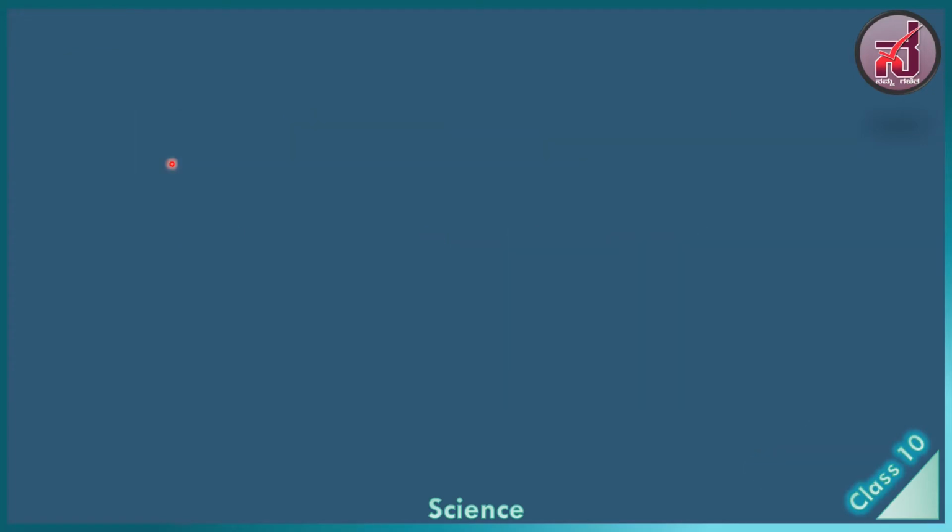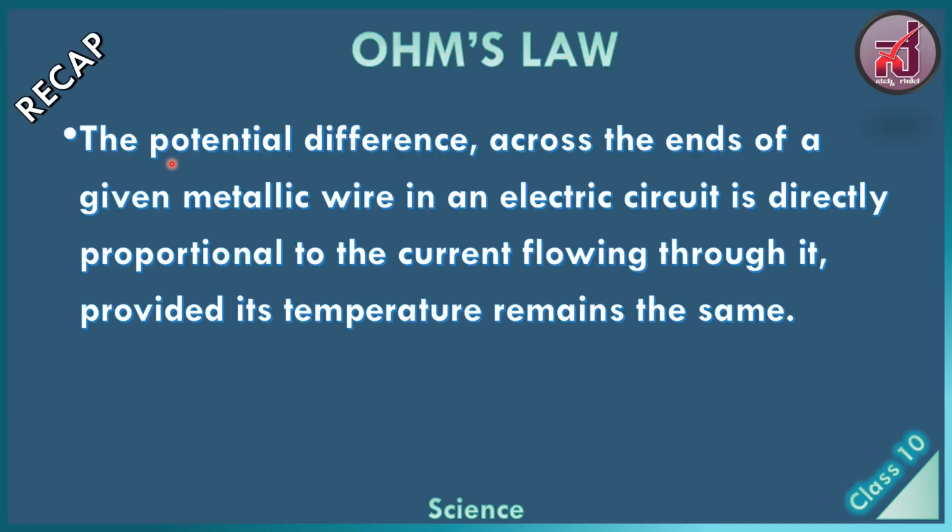Hello children, let us remind ourselves of the important points that we have learned in our previous video class. Ohm's law: the potential difference across the ends of a given metallic wire in an electric circuit is directly proportional to the current flowing through it, provided its temperature remains the same.